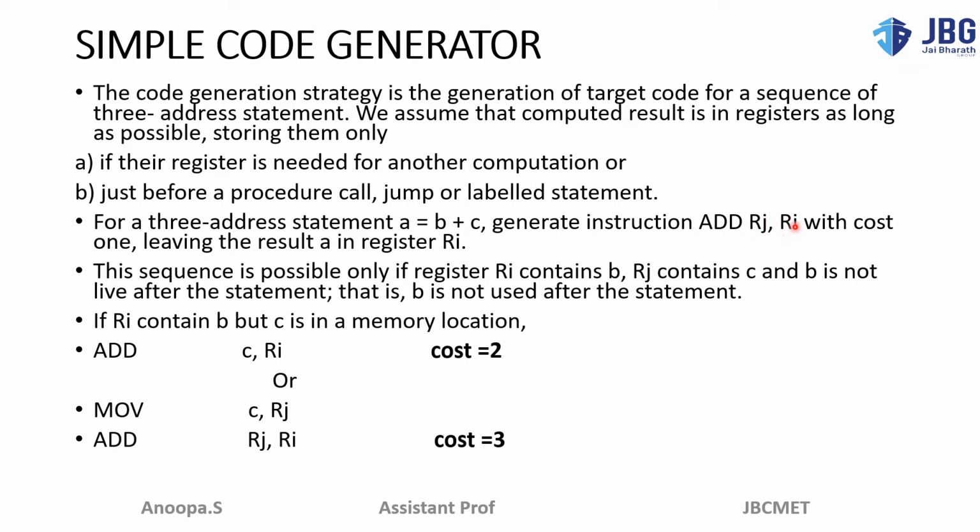So this b will be replaced by the result c plus b. This is possible only if b is not used after the statement. If Ra contains b but c is in a memory location, we should use another set of instructions. That is add c, Ra, in which case, since c is a memory location, the cost becomes 2. Or move c, Rj and add Rj, Ra. Here the cost becomes 3 because here the cost is 2 and here the cost is 1.